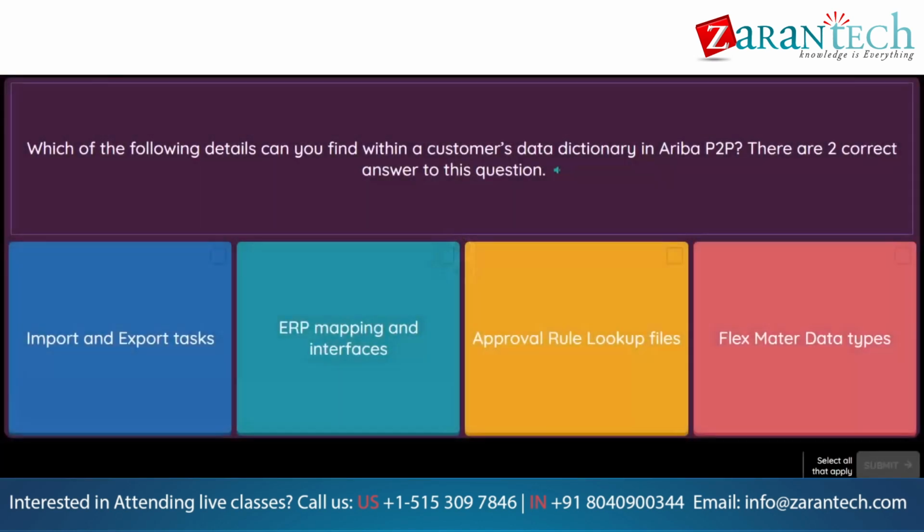Question: Which of the following details can you find within a customer's data dictionary in Ariba P2P? There are 2 correct answers to this question. Option 1, import and export tasks. Option 2, ERP mapping and interfaces. Option 3, approval rule lookup files. Option 4, flex modder data types.